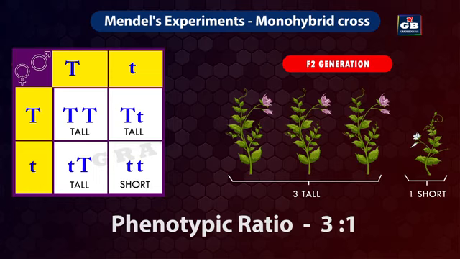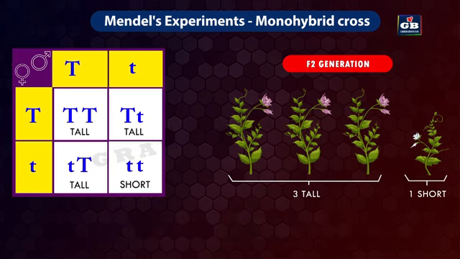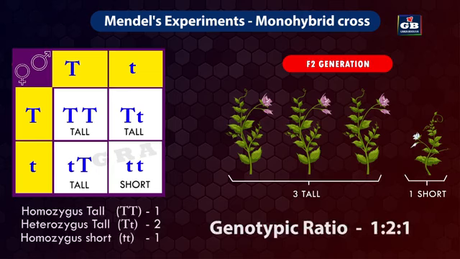If we look at the genotypic ratio of the F2 generation, genotypic ratio means the combination of alleles that they have for a trait. Here 1 capital T means both the alleles are of same type, that is tall. So it is a homozygous tall. Homozygous means having both same type of alleles. So it is a pure breed tall pea plant.